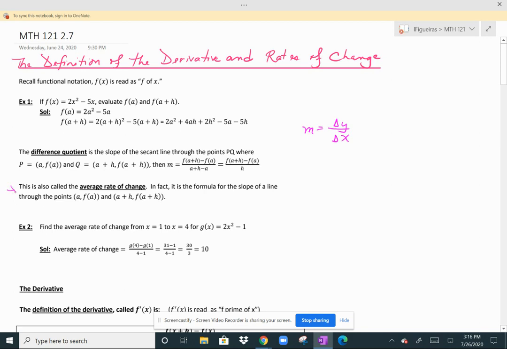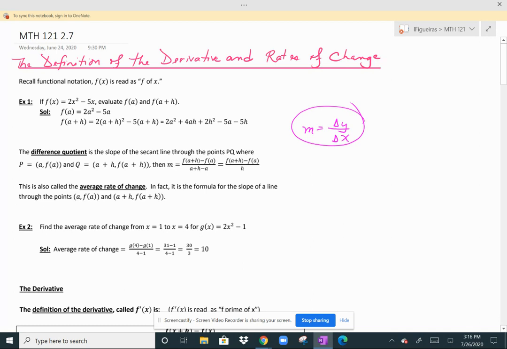Similarly, this would be just another term, and it would be computed in the same way. If I wanted to know the average rate of change from a to a plus h, I would also compute that with the difference quotient. It's basically a slope calculation, rise over run.